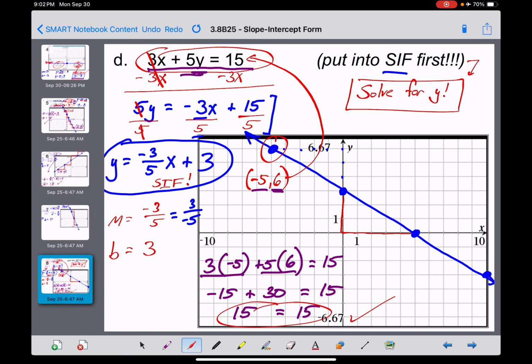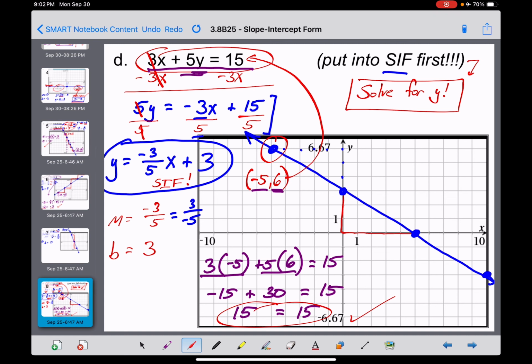So yet again, we got this thing to work out, and that tells us that we're getting these graphs correct. Okay, guys, that's about everything we wanted to cover here on slope-intercept form.